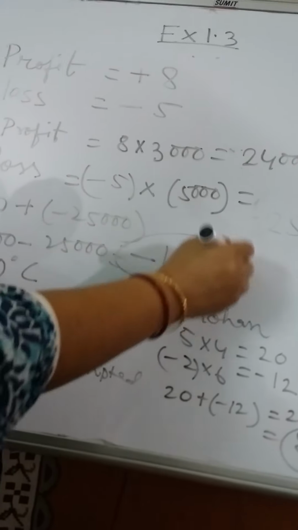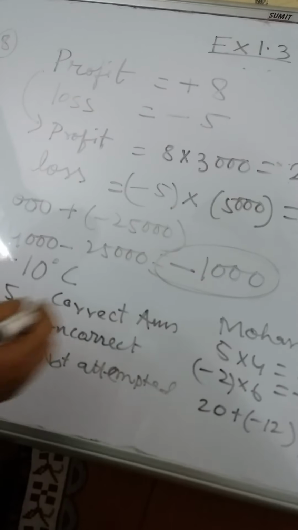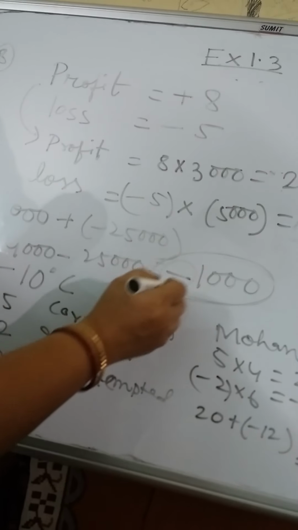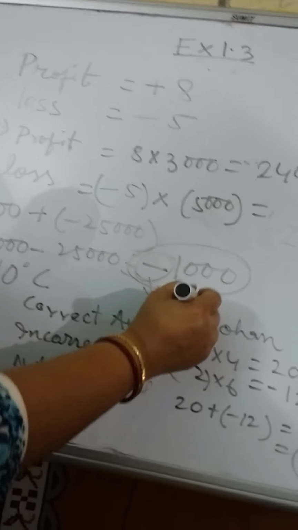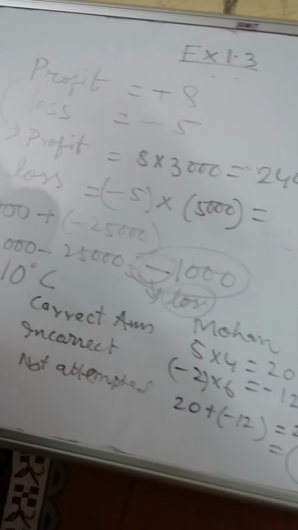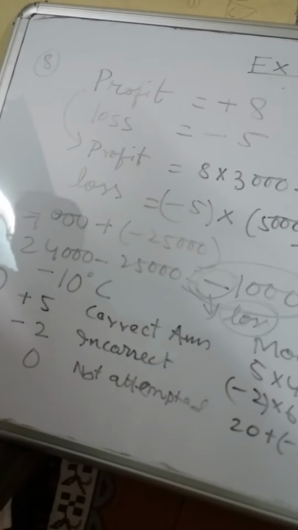So what is this? Profit or loss? If it is a negative integer, that means company will face a loss of 1000 rupees. Understood? Second and third you will do yourself. Okay? And if you can't do, then ask me.